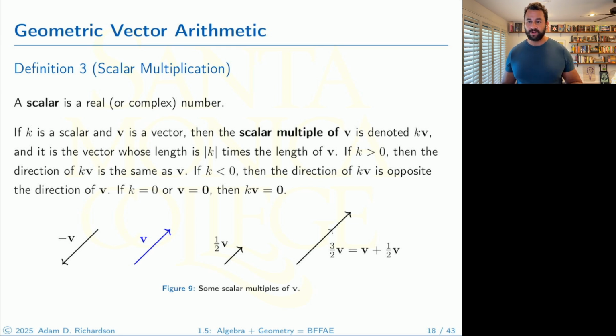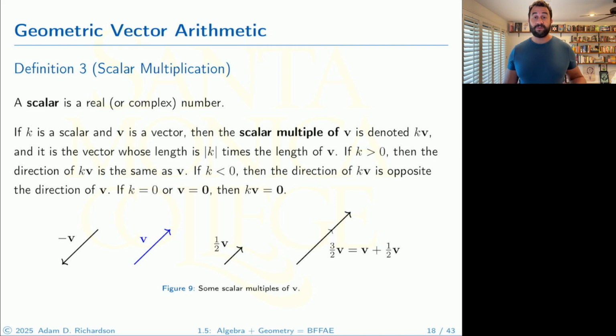So I used this word earlier, just like a minute ago. A scalar is just a real or complex number. In this class, in this context, you can just assume that a scalar is a real number. And what we're going to do with these scalars is compute scalar multiples of a vector.